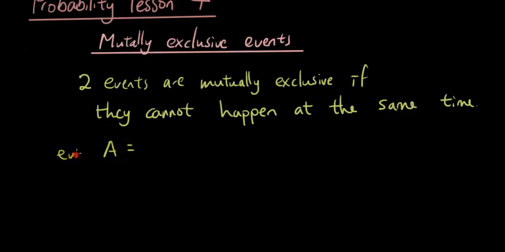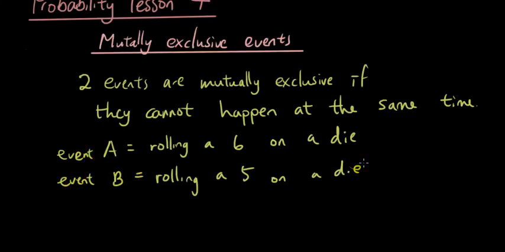So event A and event B. If we said event A is rolling a 6 on a die and event B is rolling a 5 on a die, you can't roll a die and get both a 6 and a 5. So these two events cannot both happen at the same time, so they're mutually exclusive.